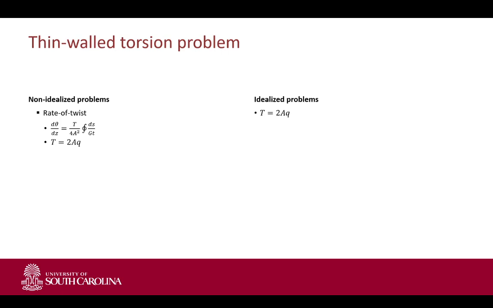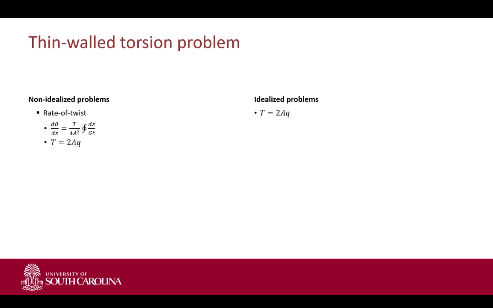So the next section is thin wall torsion. For thin wall torsion, whether non-idealized or idealized doesn't matter really, because in torsion we assume there's a constant shear flow. So we say that the torsion is equivalent to 2 times the enclosed area multiplied by the shear flow. And again, the rate of twist is applicable. It remains the same for both cases.